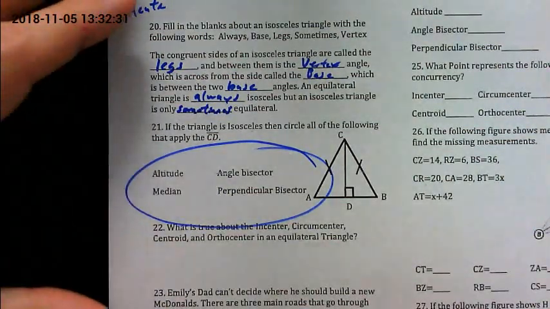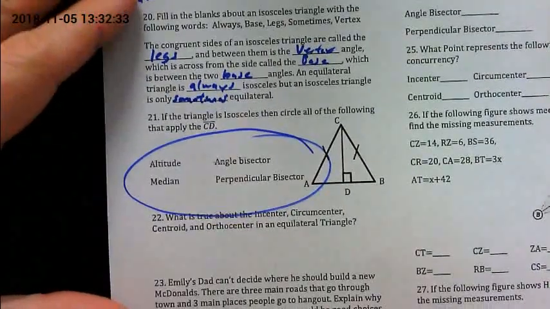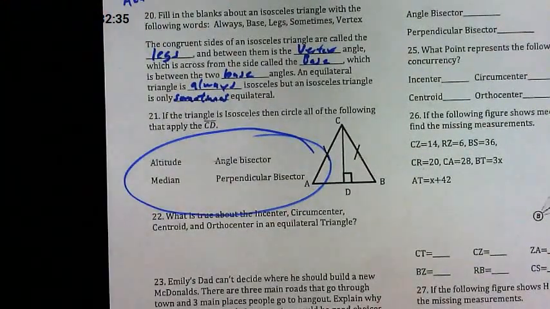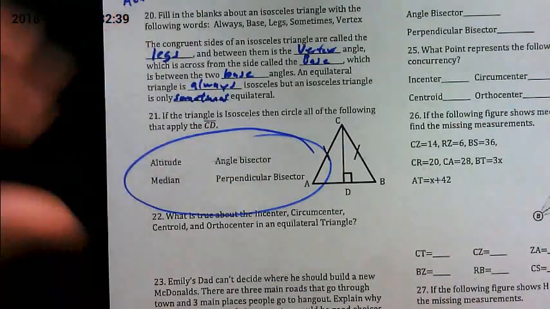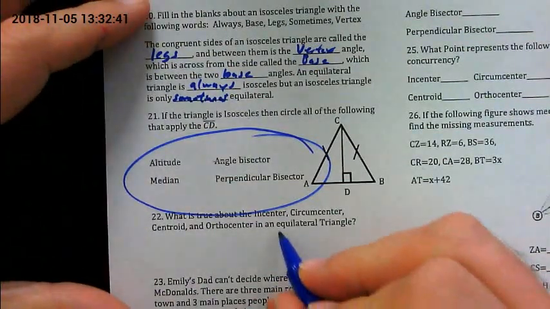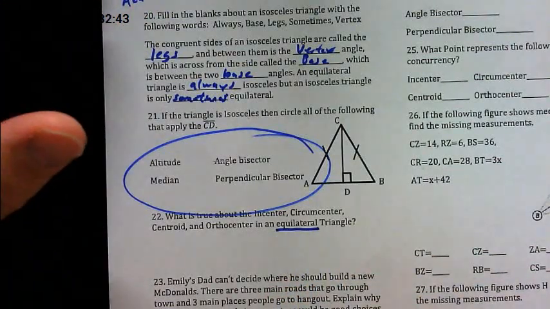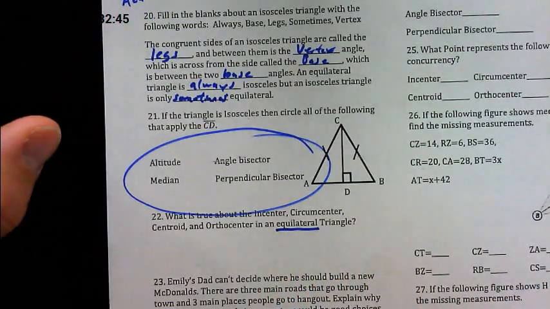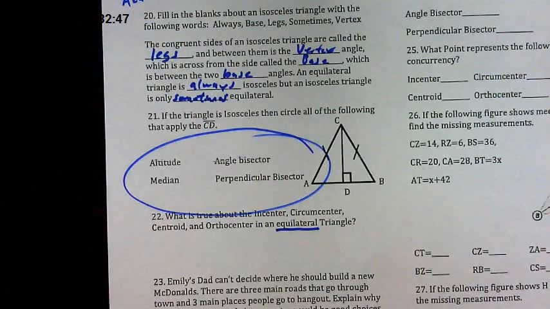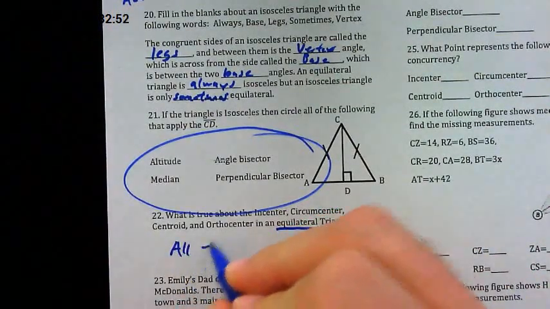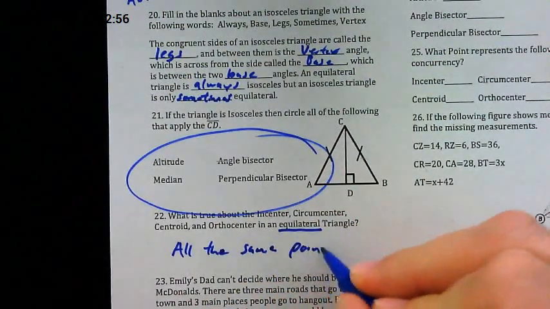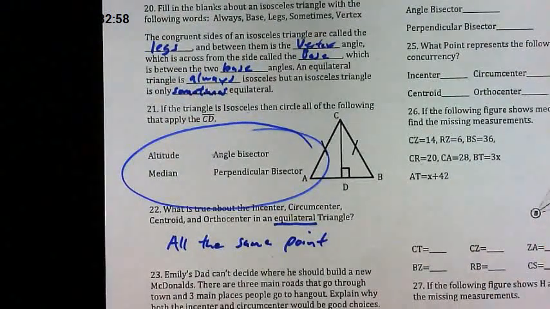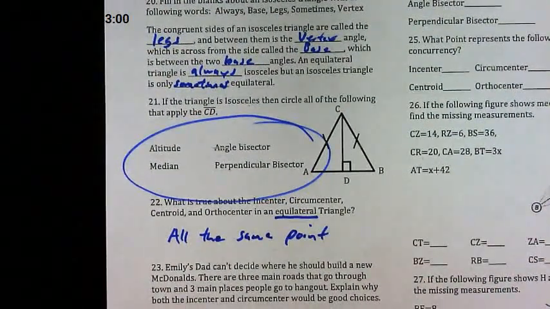All right. So now, number 22. What is true about the incenter, circumcenter, centroid, and orthocenter of an equilateral triangle? It's all the same point. Again, that only happens in an equilateral triangle, but they're all the same point.